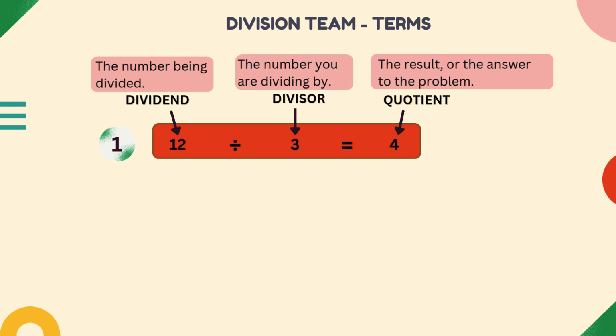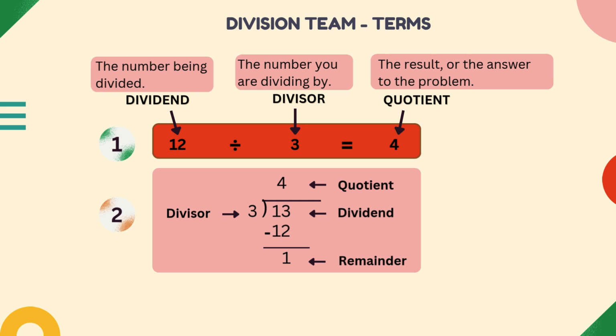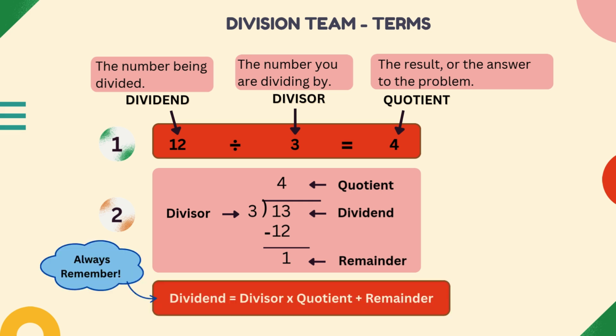And sometimes we get a remainder. Like the second example here, 13 is divided by 3. We get the quotient as 4 and 1 remainder. This means if we are sharing 13 items in 3 groups, each group will have 4 items and 1 item will be left over which we cannot put in any of the groups. These 4 terms together make the division team. And here's a smart rule they always follow.